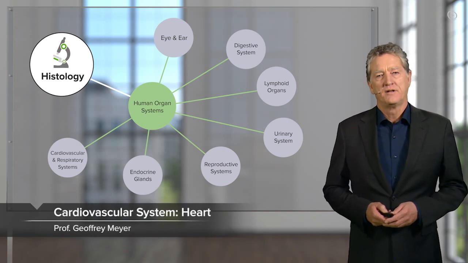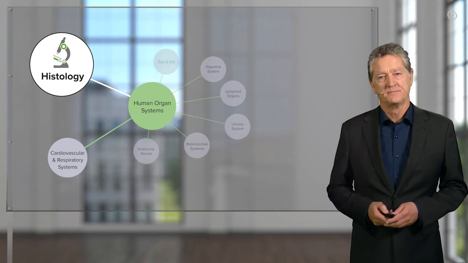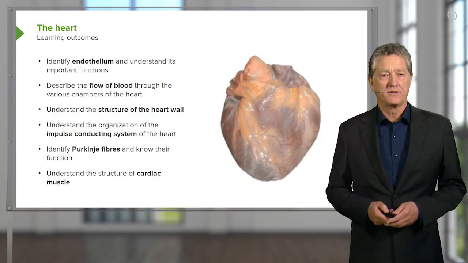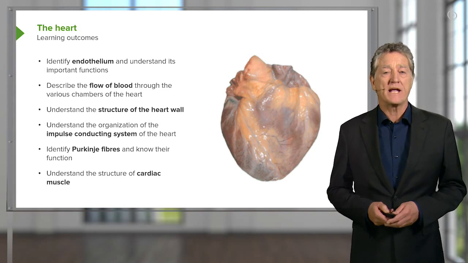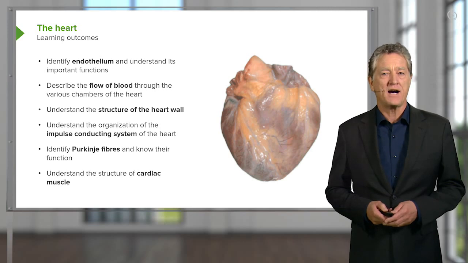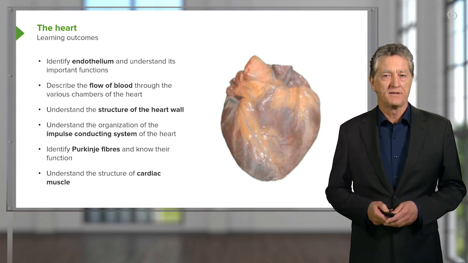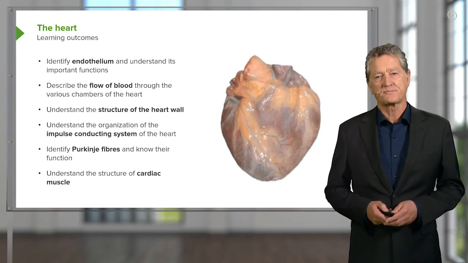In this lecture, you are going to learn about the histological structure of the heart. Hopefully at the end of this lecture, you'll have a very good understanding of what endothelium is, that you'll understand the structure of the heart and how blood flows through the heart, and how the pumping of the heart is controlled by the impulse conducting system, and how Purkinje fibres are able to distribute impulses through the heart muscle.